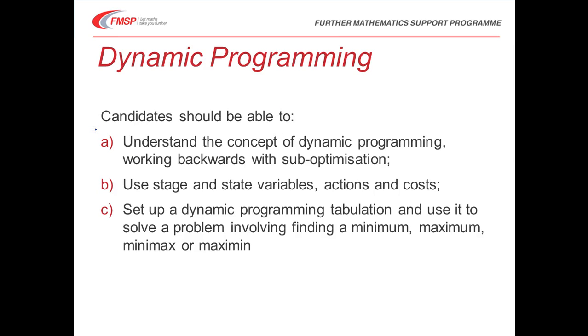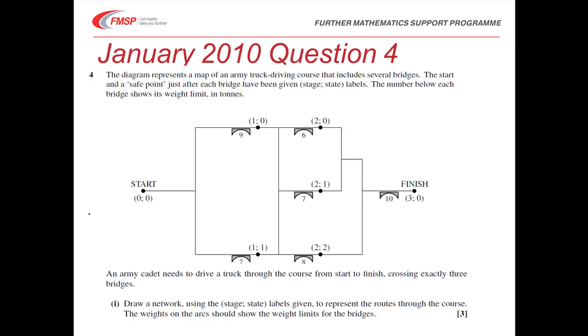So candidates should be able to understand the concept of dynamic programming, working backwards with sub-optimization. So that's really just reminding us that at each stage you want the best strategy from that point. And then in Part B, use stage and state variables, actions and costs. And Part C, set up a dynamic programming tabulation and use it to solve a problem involving finding a minimum, a maximum, a minimax or a maximin. So we'll have a look at an exam question and see if we can draw out some of those points.